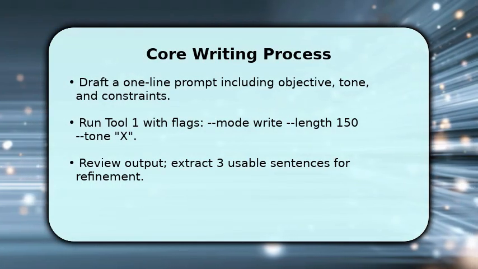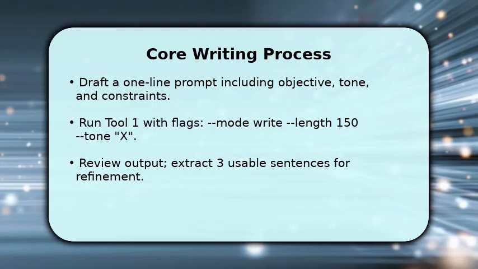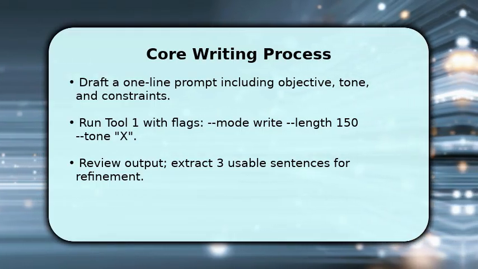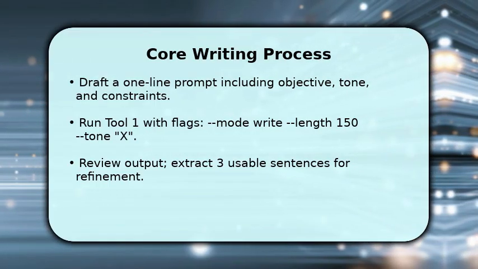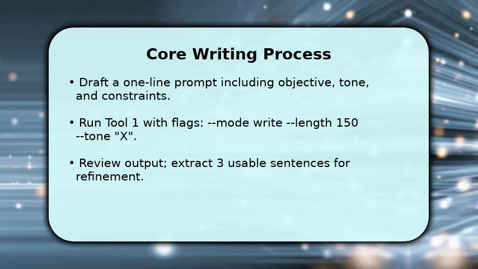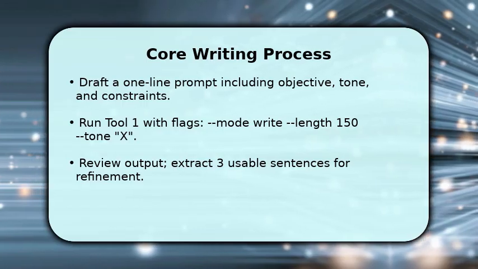Craft a 1-line prompt that states the objective, the tone, and any constraints. Run Tool 1 using mode write, set length 150 to control scope, and pass tone with your chosen word. Once the tool returns text, read it for function and voice.